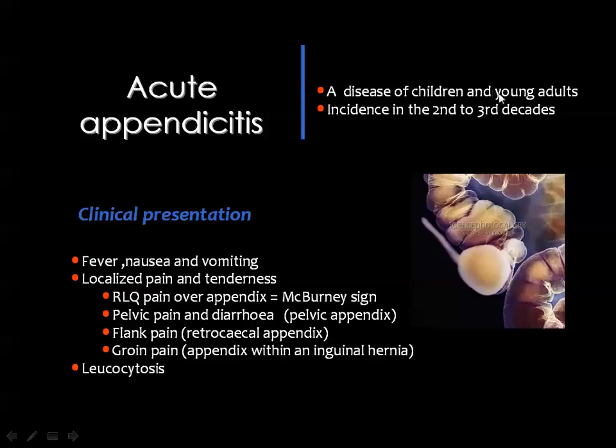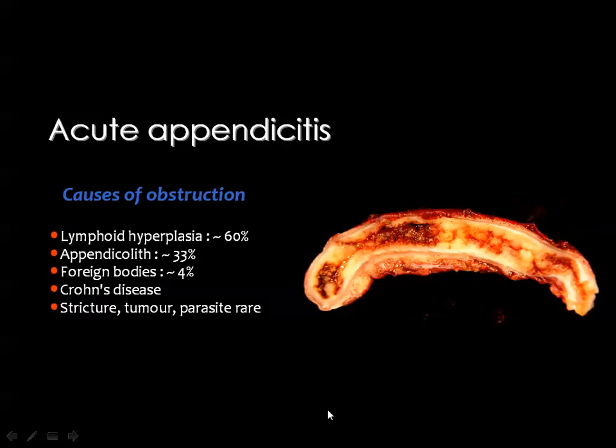Then we came to the acute appendicitis, and you know that this is a disease which is common in children and young adults, and the clinical presentation is well known for all of you, which includes fever, nausea and vomiting, localized pain and tenderness to the right iliac fossa, and many times you should have leukocytosis. Then the inflammation of the appendix will result when the appendix is obstructed, and obstruction is usually caused by lymphoid hyperplasia in around 60% of the cases, appendicolith, which is a calcified lesion, in about 33% of the cases, foreign bodies, Crohn's disease, structural tumors like carcinoid tumor, and even parasites.